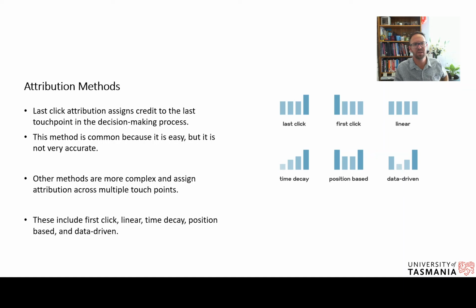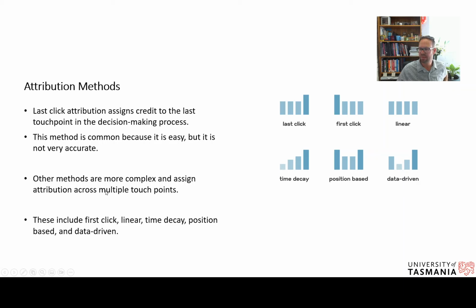So I've got here some more illustrations about different attribution methods. Last click attribution assigns the credit to the last touch point in the decision making process. So here you go, and basically nearly everything, so not all of it, the last click has the most influence on the decision making process. Now, this method is common because it's easy, and as human beings we tend to default to this bias, and you go, oh yeah, the reason why you did it is because of the last thing that you engaged with. Not necessarily, right? So it's the most common, but it's not very accurate.